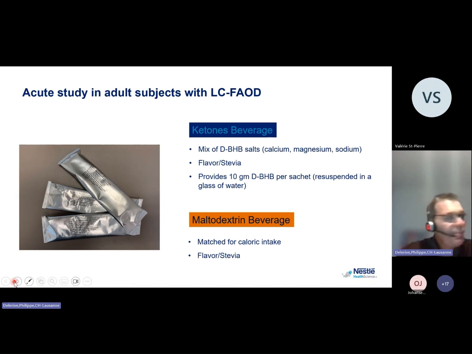which is a mix of DBHB salt, 10 gram, and it's a mix of calcium, magnesium, sodium salt. It's a bit flavored to improve the taste. And basically, one stick pack, that you can see on the left-hand side here, provides 10 grams of DBHB that you reconstitute as powder in a glass of water. And the placebo was here a maltodextrin beverage, which is matched for taste and calories, obviously, to make sure that we're really assessing the impact of ketone and not the impact of increasing calories only.